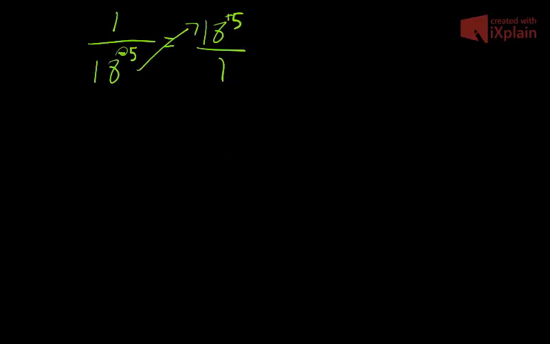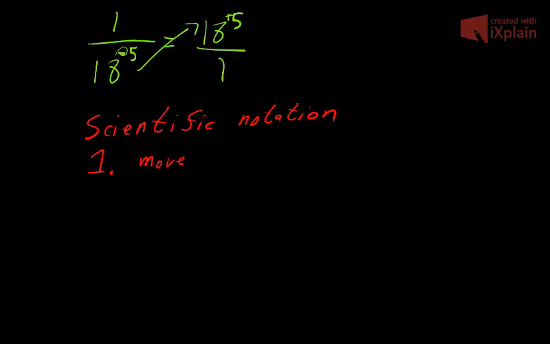Something that we've done before is scientific notation. So let's look at scientific notation real quick. As a review of scientific notation, we said that our first step would be to move our decimal. And we're moving our decimal so that there's one digit to the left of our decimal point.